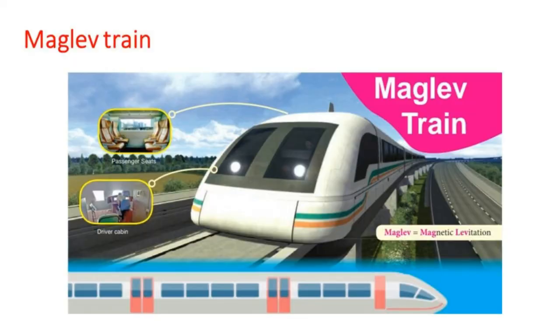Maglev train or electromagnetic train. Maglev is nothing but magnetic levitation. Electromagnets are used in the electromagnetic train. Electromagnets are magnetized only when current flows through them. When the direction of current is changed, the poles of the electromagnets are also changed. Like poles of the magnets attached at the bottom of the train and the rail track repel each other. So the train is lifted from the track up to a height of 10 centimeters.